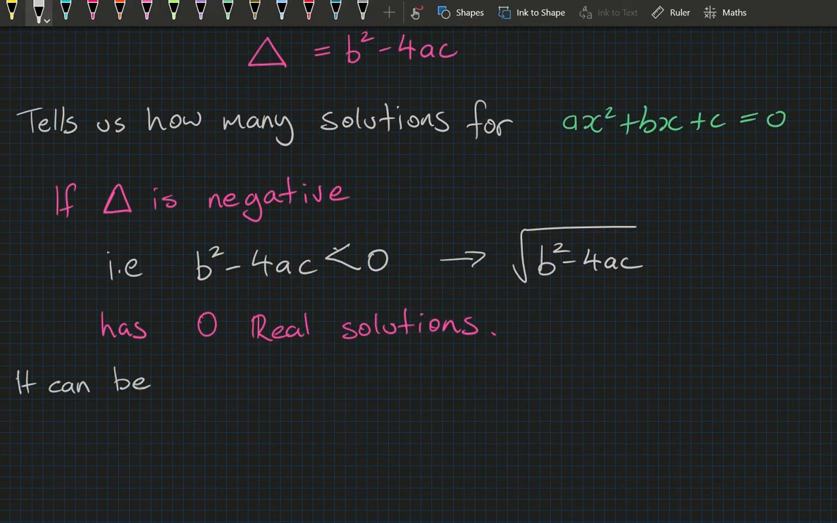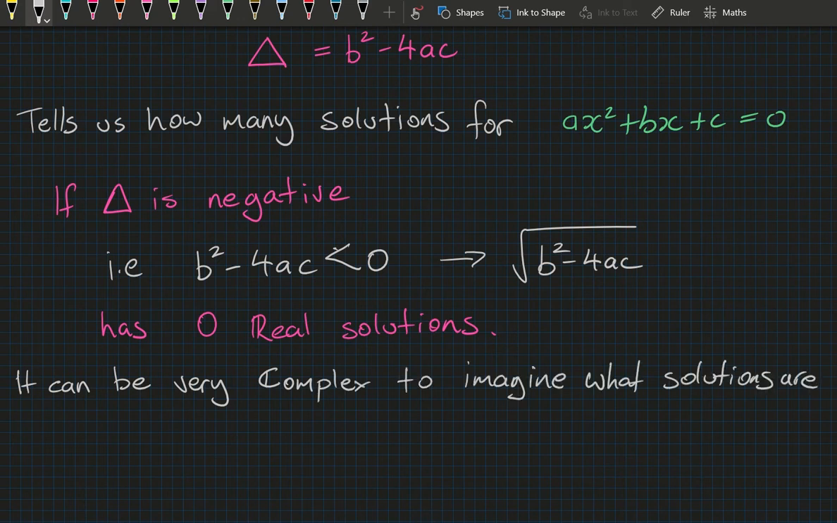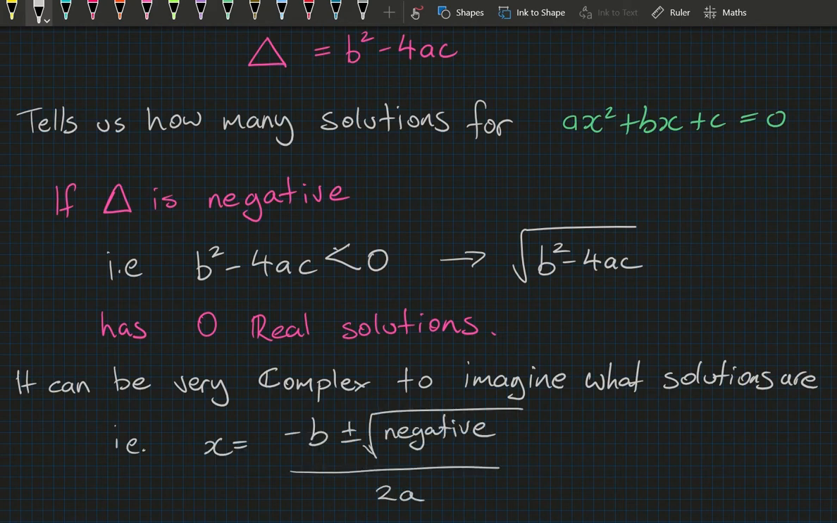At this stage, it could be very complex for you to imagine what the solutions are, i.e. x is equal to minus b plus or minus some square root of a negative divided by 2a. So yeah, I don't know if you can think of an x like that right now.